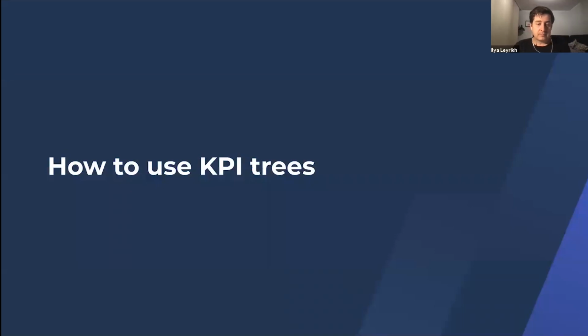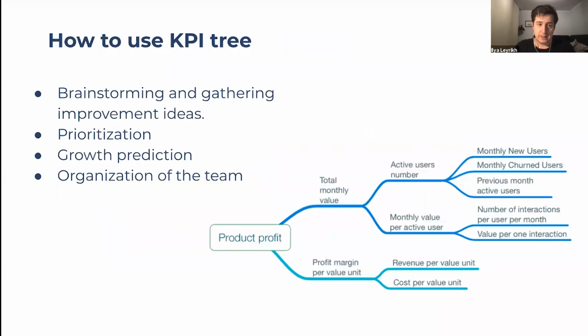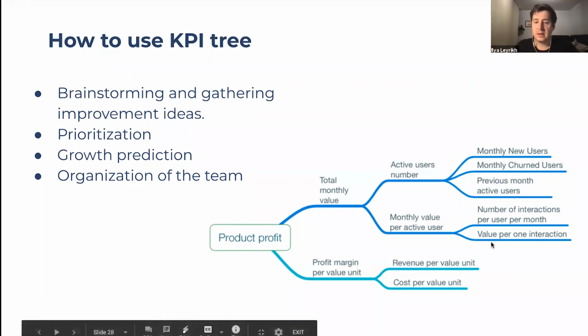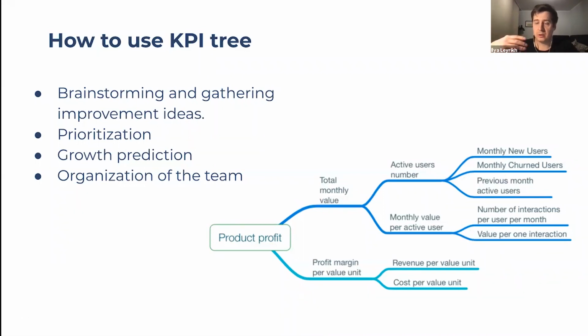And now let's move to the last section on how to use the KPI trees. There are multiple ways they can be useful. So first of all, it allows you to brainstorm and get improvement ideas. So imagine you have this good KPI structure. And you can think, okay, what can we work on as a team to improve our product, to improve the speed at which we grow?